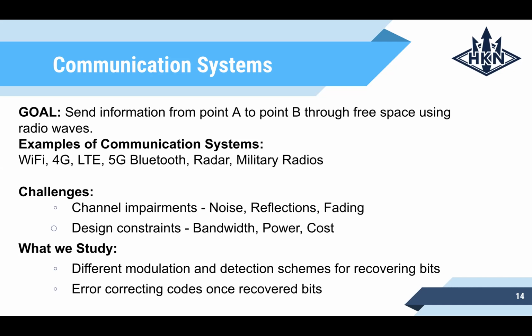So the channel impairments that I talked about earlier and these design constraints are conflicting goals, and our job is to min-max and optimize our solution. And in order to do that, we implement clever modulation and detection schemes to send and receive information, as well as error correcting codes to make our communications more robust.